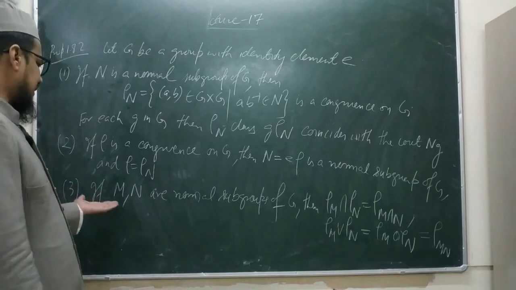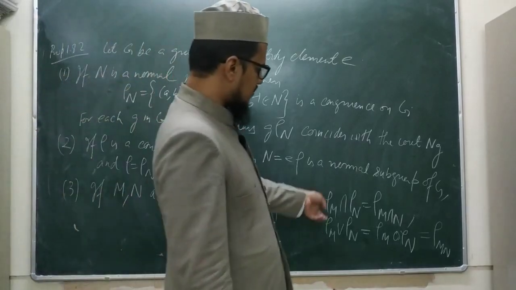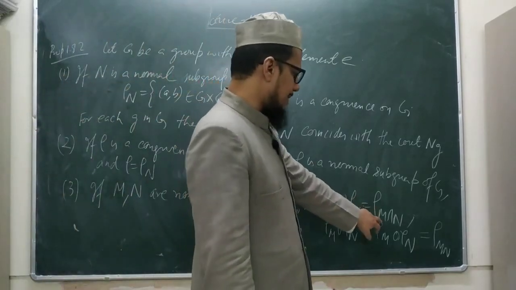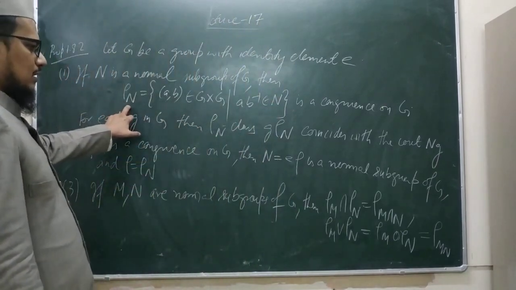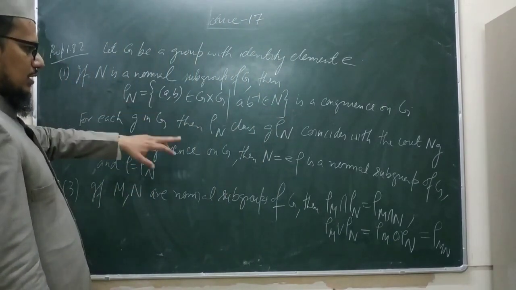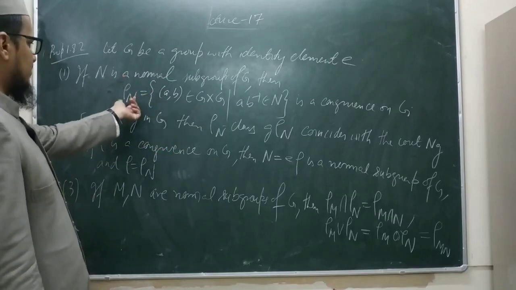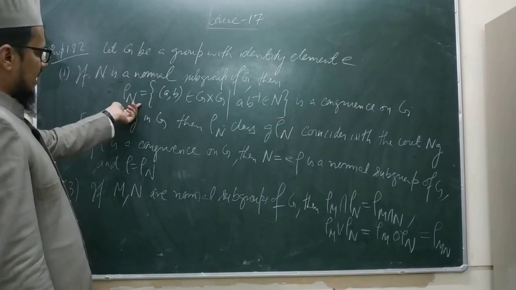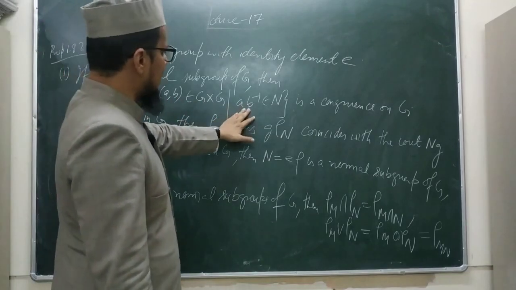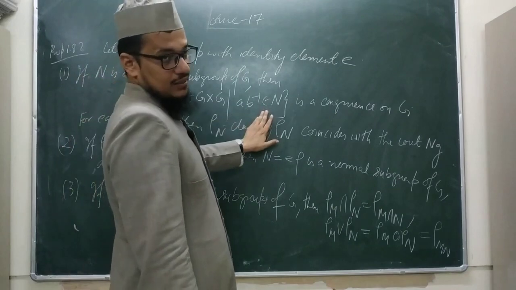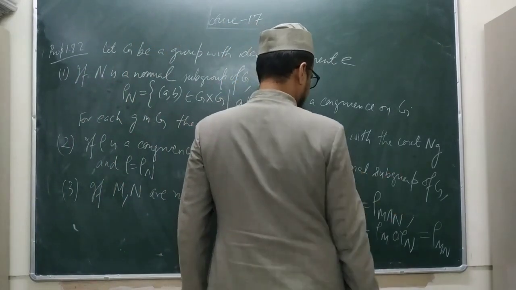What is the last part? That if M and N are normal subgroups of G, then rho M intersection rho N is equal to rho M intersection N. So we know what is rho N, correct? So we can calculate rho M, rho N, and rho M intersection N. For example, rho M intersection N will be what? Rho M intersection N is equal to (a, b) belonging to G cross G such that ab inverse belongs to M intersection N, correct? So we have to prove that rho M intersection rho N is equal to rho M intersection N.